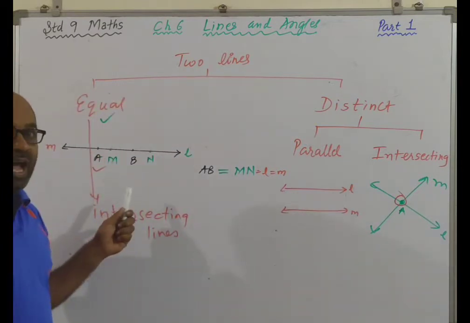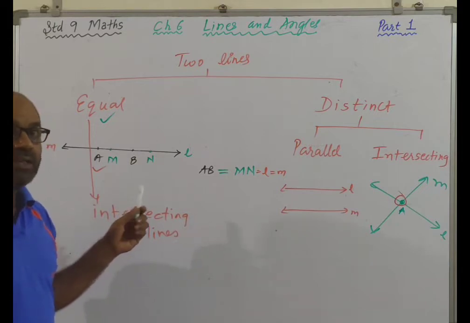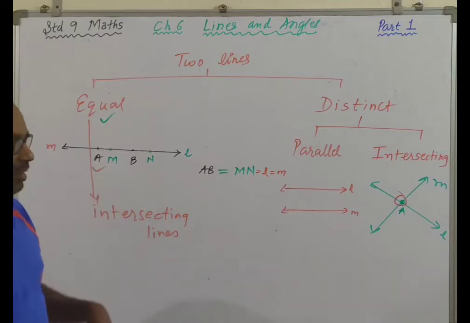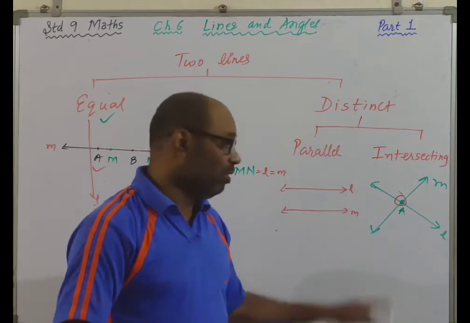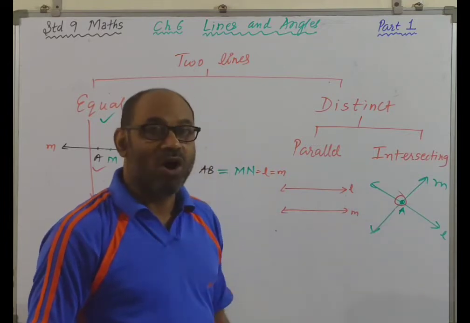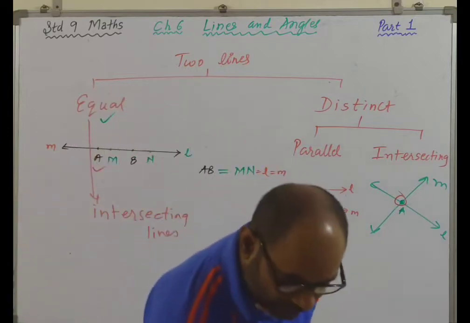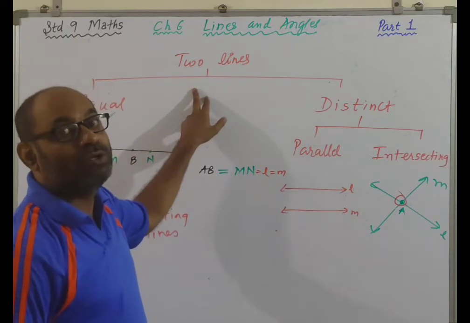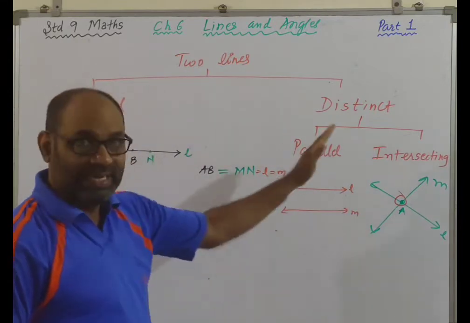When the two lines are intersecting in such a way that all points are common, then they are equal lines. And if two lines are intersecting in one and only one point, then they are distinct lines. Is that clear to you? Okay. So we talked about two lines, how they are equal and distinct.